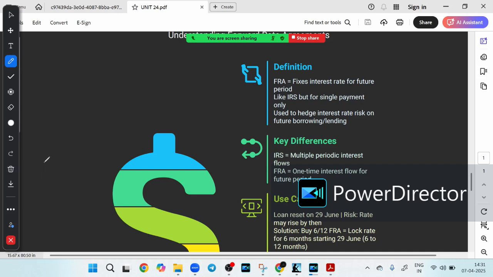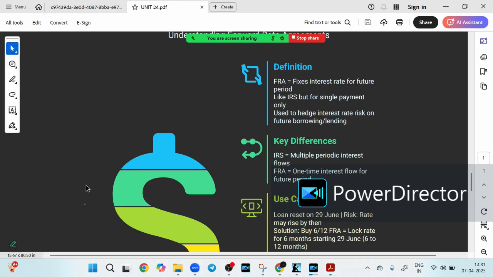So if we talk about the key difference between FRA and IRS, it is quite simple. An IRS is an ongoing periodic interest flow, but in the case of an FRA, it is just one-time interest payment in the future. It is simple, direct and to the point.